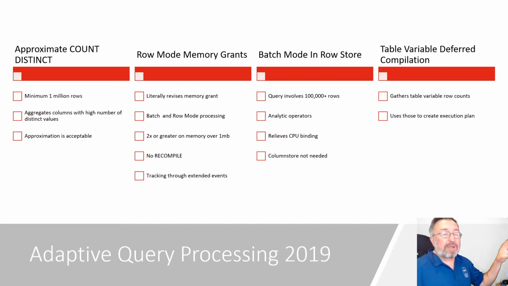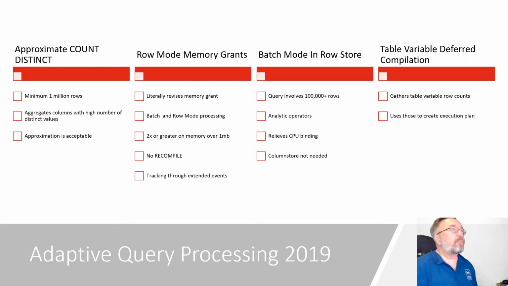We also get the approximate count distinct, which is really cool. Now, it does require you have more than 1 million rows, but it aggregates columns with really high distinct values, and it will give you a count really, really fast. But you have to be willing to accept an approximate count. You cannot have a precise row count. So if you need precision, okay, well, precision means less speed. If you want speed, speed means less precision. You can get an approximate count.